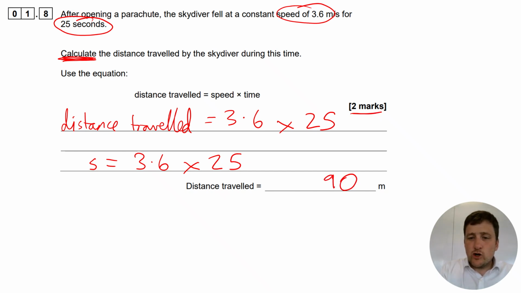Now, the 2 marks bit tells you something. You get 1 mark for substituting in the values and 1 mark for using your calculator and writing it down. Any more marks than that, you're doing more math than we've just done there.